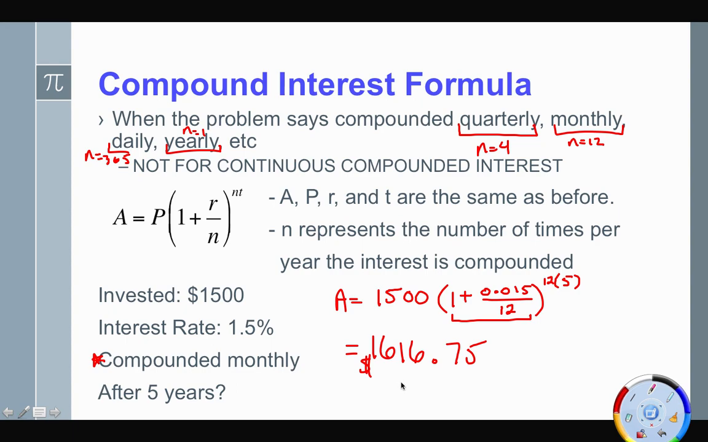$1,616.75. It does not seem like a lot, but in this day and age, the 1.5% is pretty standard, but your bank account is using a continuously compounded model, and that's going to change your outcome a little bit, and you'll see that in your assignment as you continue forward, or your other examples that you'll see in the textbook.